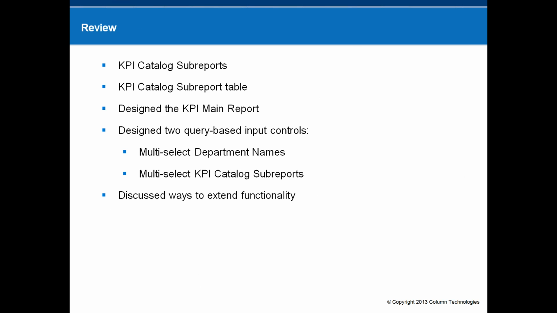So we went over the business scenario, and I demonstrated the key factors and attributes of the KPI catalog subreports. Then I showed you a very simple KPI catalog subreport table. Again, it only has 2 columns, the name of the KPI and the URI, or where it's stored in the repository. Then I demonstrated the design of the KPI main report. In this case, I used columns so I could show KPIs side by side, but that was an optional design choice that I took. I could have had 1 KPI per row. And the query on that main report is against that custom KPI catalog subreport table.